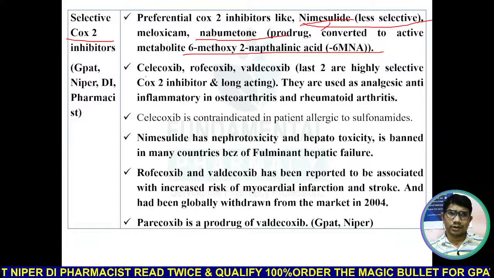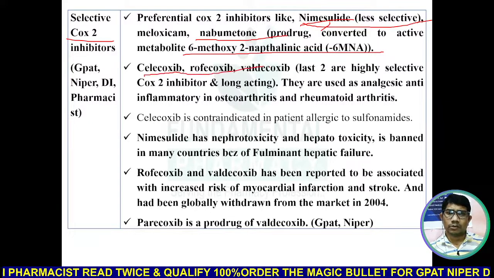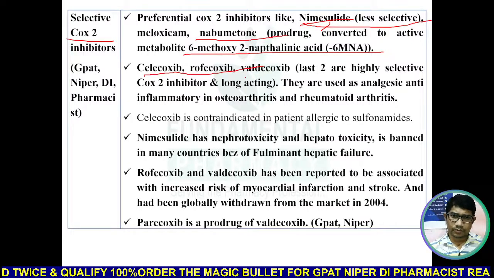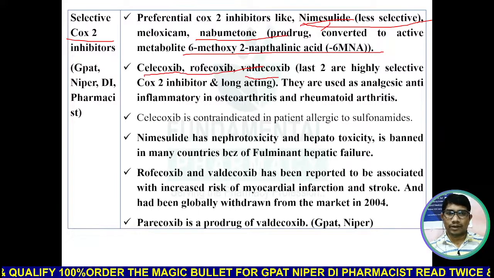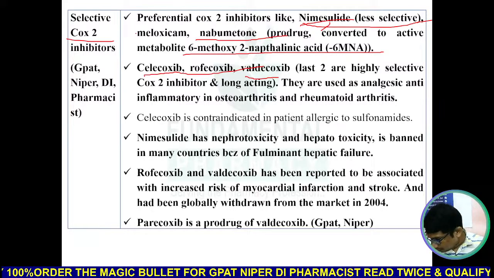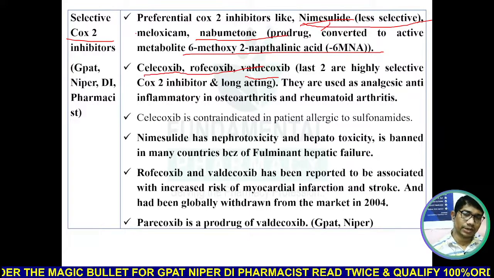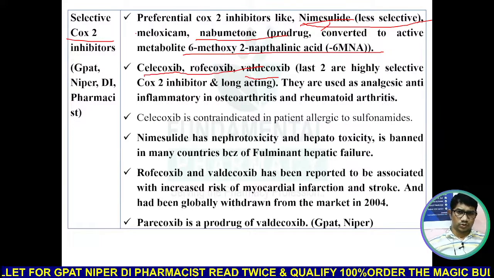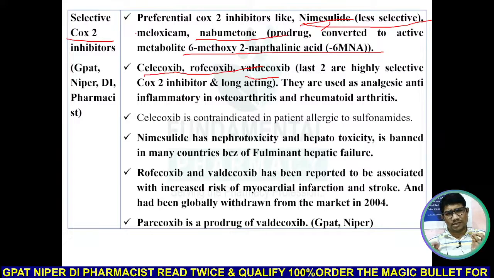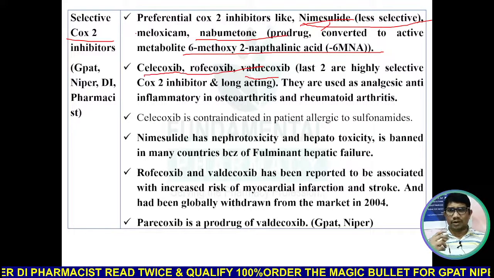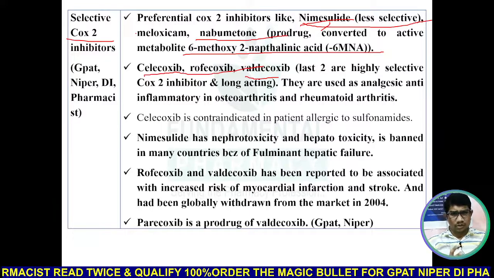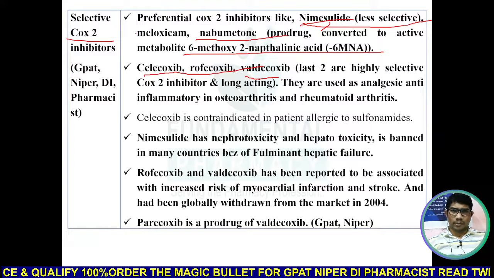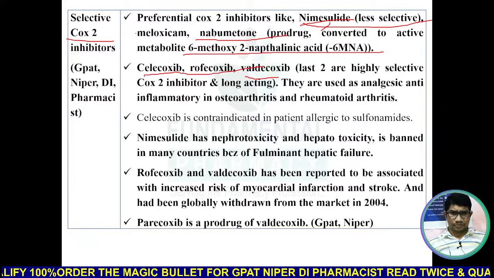Selective COX-2 inhibitors are celecoxib, rofecoxib, valdecoxib, etoricoxib, a lot of drugs. All these drugs are known as selective COX-2 inhibitors. They are very good anti-inflammatory drugs because they inhibit the selective COX-2, but most of them are not used. Only a few drugs are used, like celecoxib, parecoxib, etoricoxib, while rofecoxib and valdecoxib are no more used.